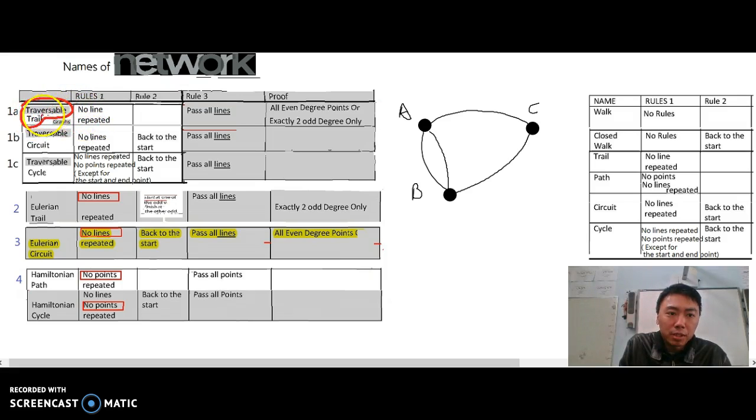The rules for a transversal trail: you have to use all the lines, and at the same time you cannot repeat the lines. So you have to use all the lines, but you cannot repeat any of the lines. So now I'm going to go through. It doesn't matter which point you start. It may not work as well when you start from C.